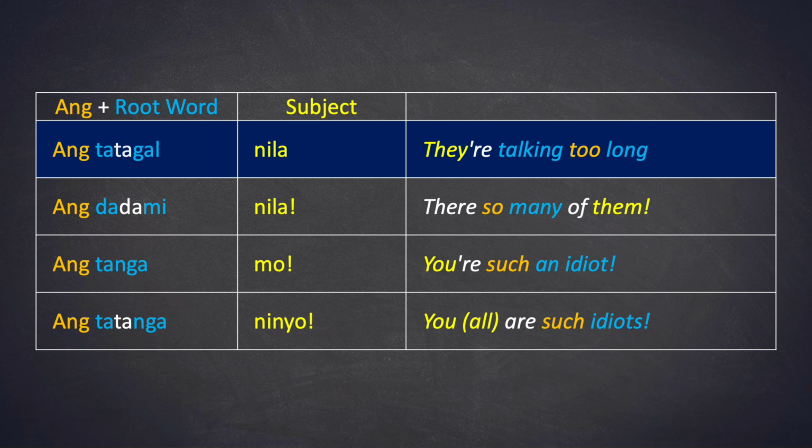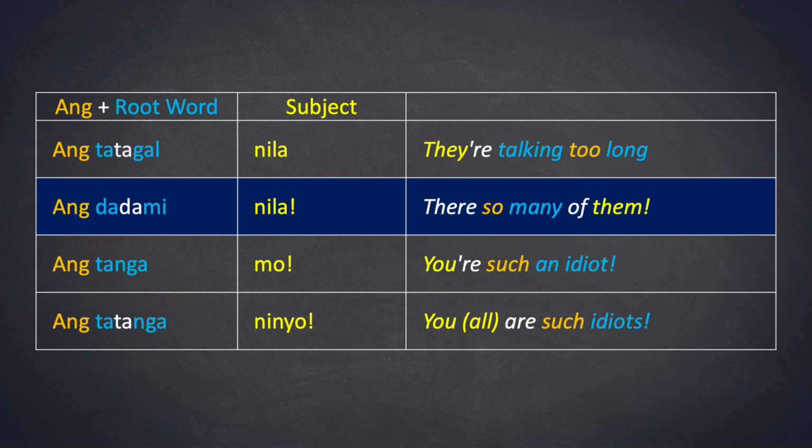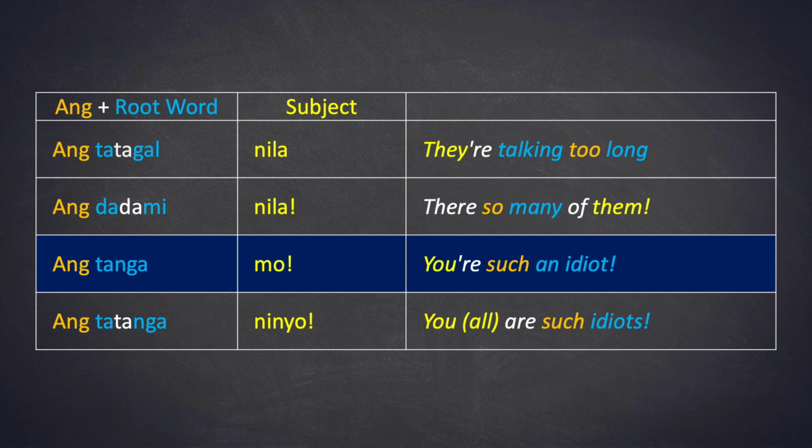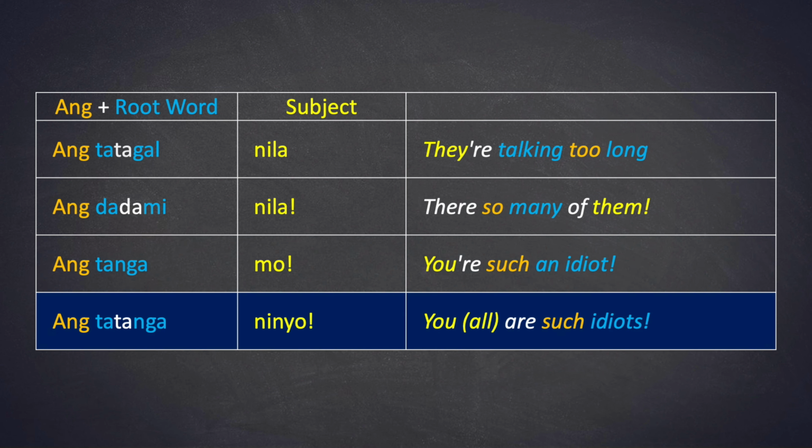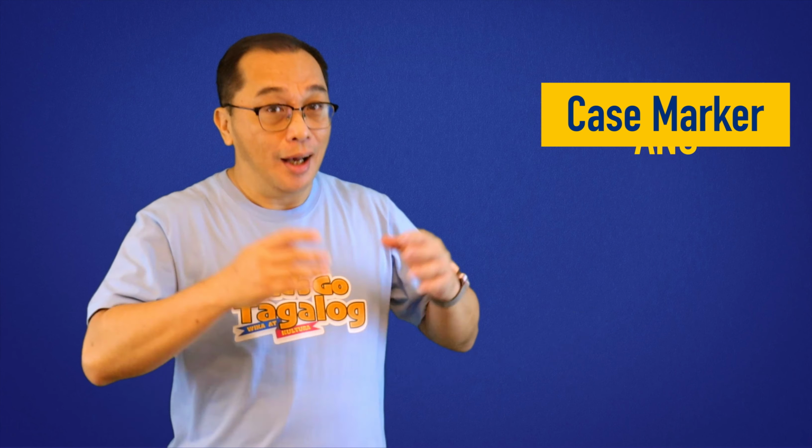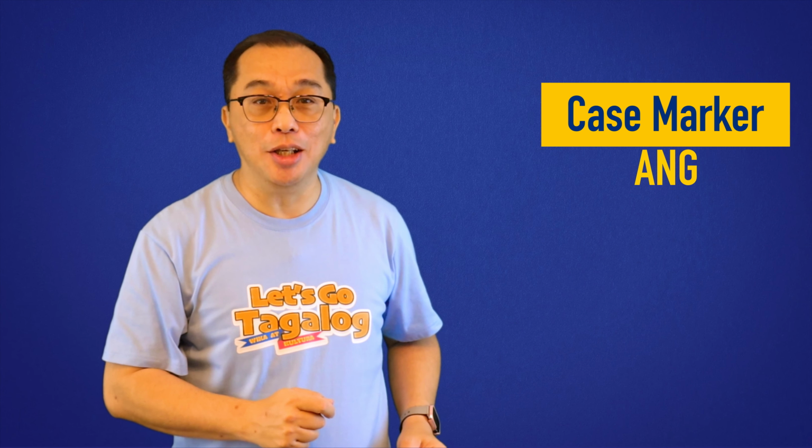Ang tatagal nila. They're taking too long. Ang dadami nila. There's so many of them. Ang tanga mo. You're such an idiot. This is said when someone is angry at someone. It's not polite and can lead to hurt feelings. Now, if there's more than one of them, you can say, ang tatanga ninyo. You all are such idiots. There's the reduplication again. Ayos ba? Did you learn something new?